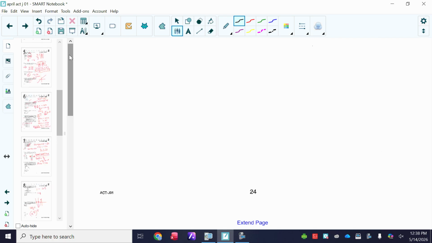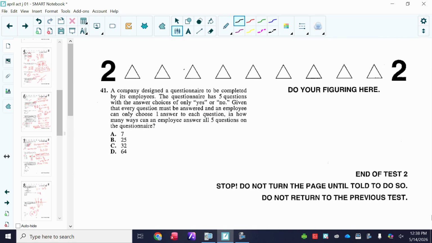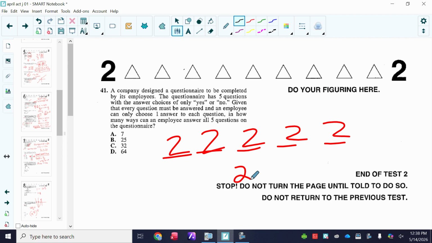Last question is, I got 5 questions, and each is a yes or a no, so I got 2 choices for each one, and the answer is 2 to the 5th, 32, C.